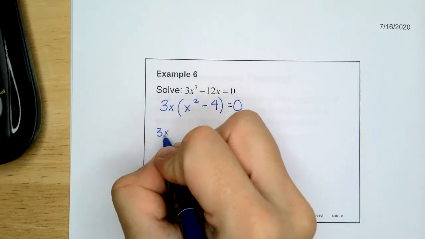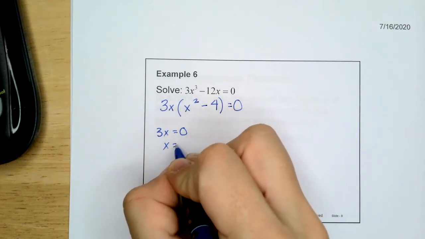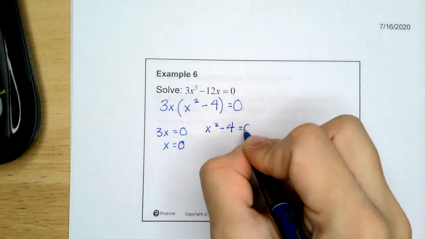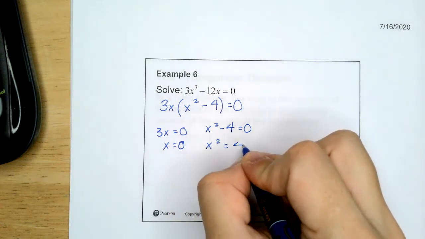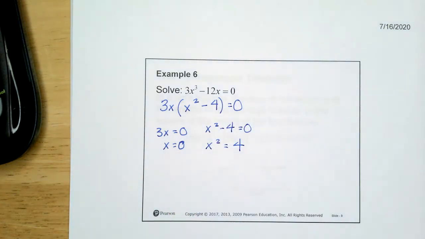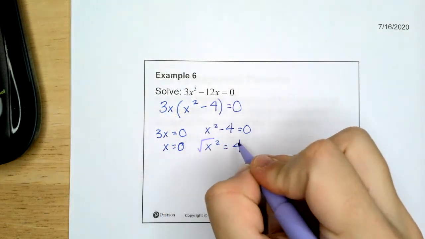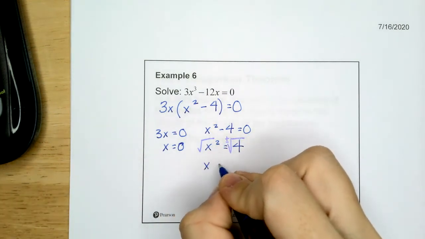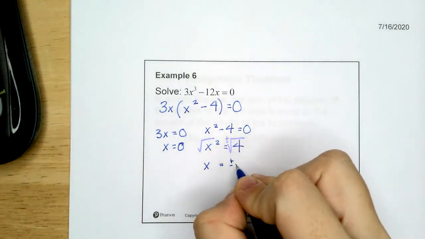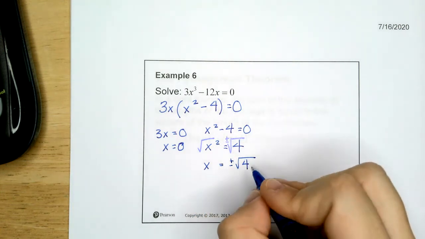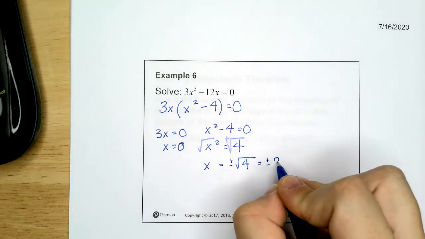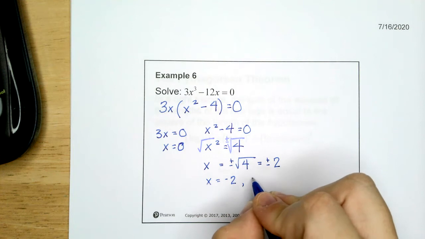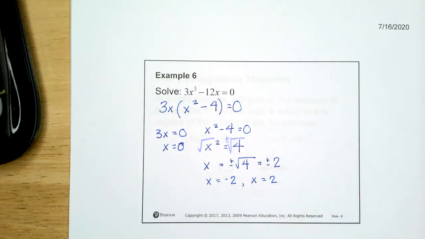So I say 3x is 0, x is 0, and x squared minus 4 is 0, x squared is 4. Here we go. Square root, plus or minus. X is plus or minus the square root of 4. The square root of 4 is 2. So I have two answers. X is -2. X is 2. Okay.